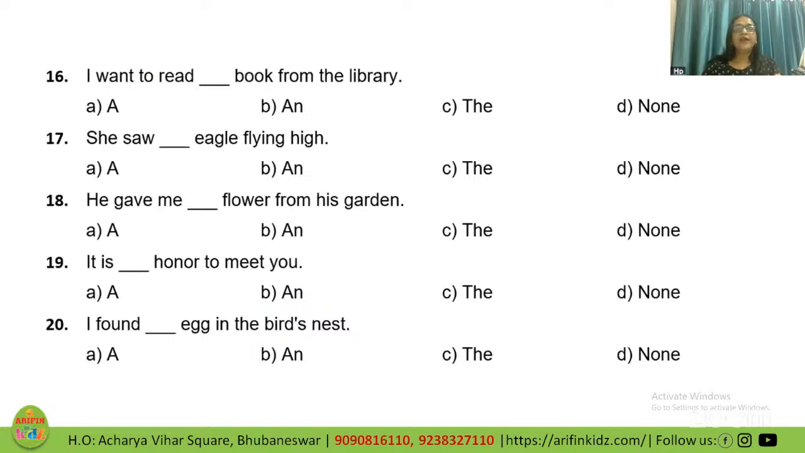I want to read dash book from the library. Remember, when I'm talking about the book, I must be talking about a particular book. I want to read the book from the library, which I already know. I want to read a book from the library, I can say, but it is not appropriate. When I say that I want to read the book from the library, that particular book which is there in the library, I want that. Okay.